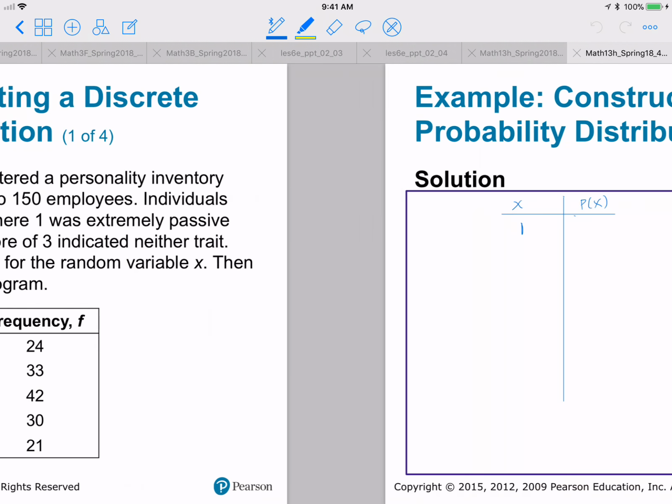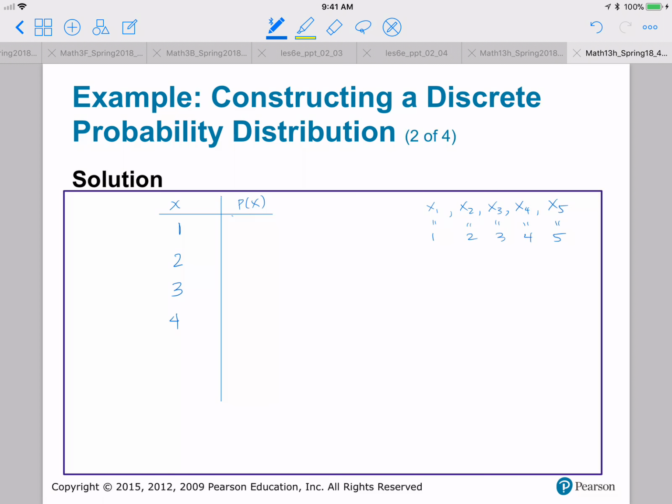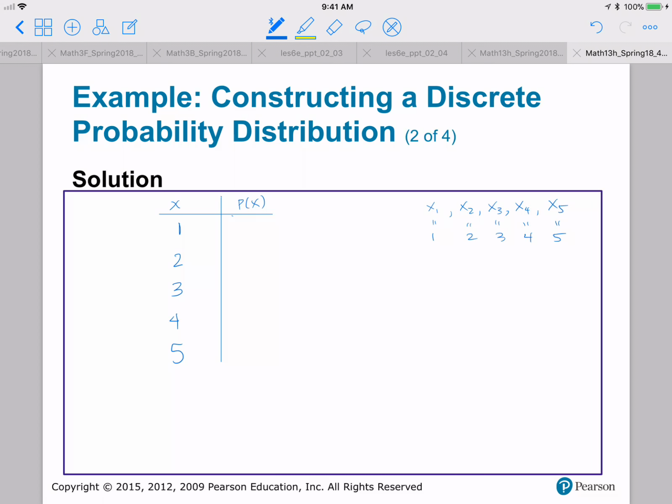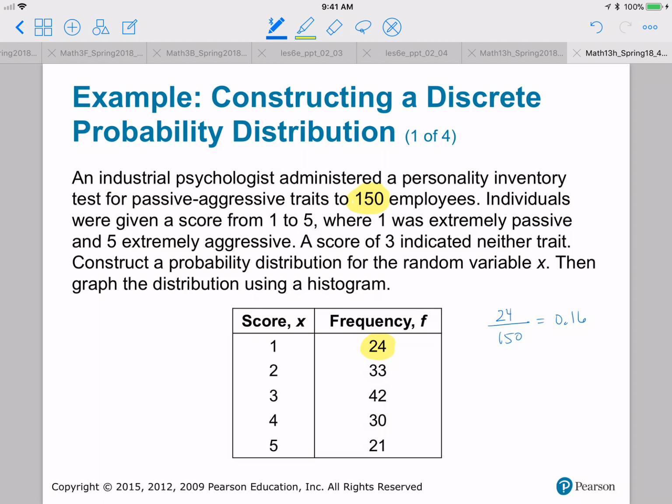Right? So I'm going to put those 1, 2, 3, 4, 5. Now I need to figure out what's the probability of getting a score of one on this test? Well, I'm going to tell that based on the fact that 24 people got a one, so the probability of getting a one is going to be 24 out of 150. Why? Because there are 150 total employees, so the probability of getting a one must be 24 out of 150, and that is the same as 0.16. Okay, so here I'll put 24 out of 150, which is 0.16. So what we're saying is that 16% of the people got a score of one.